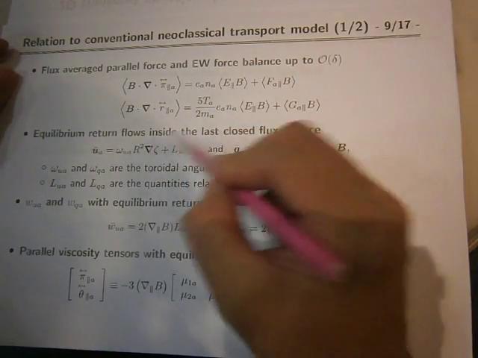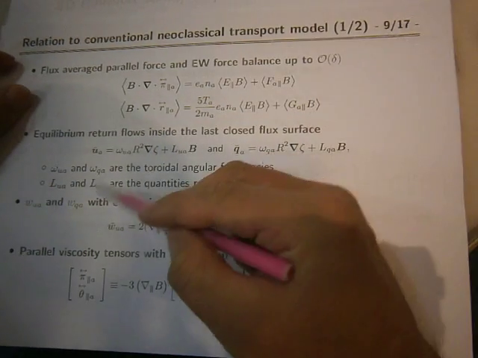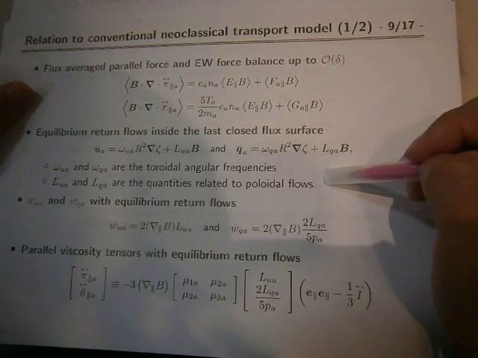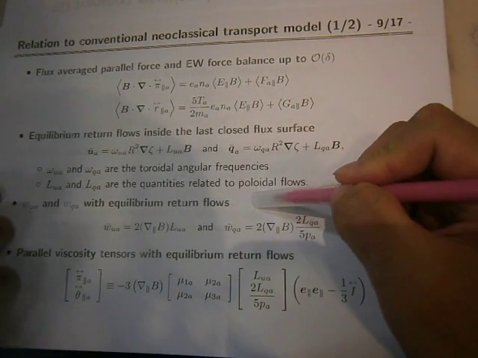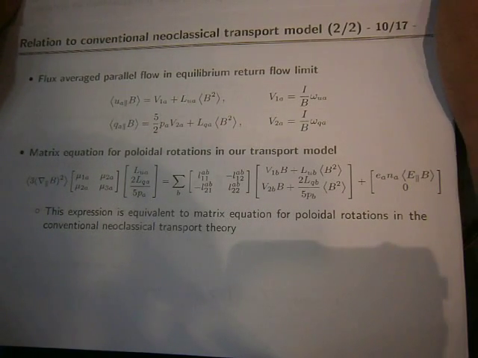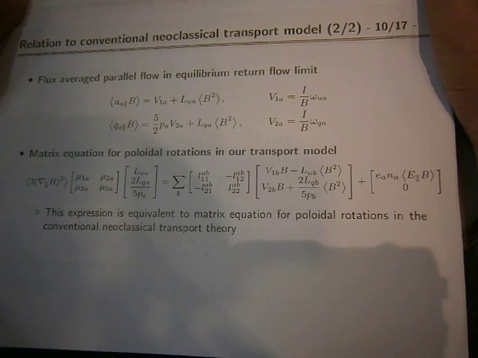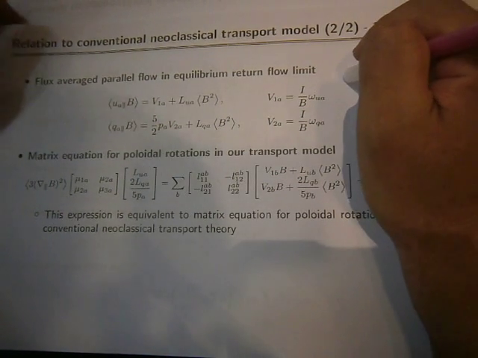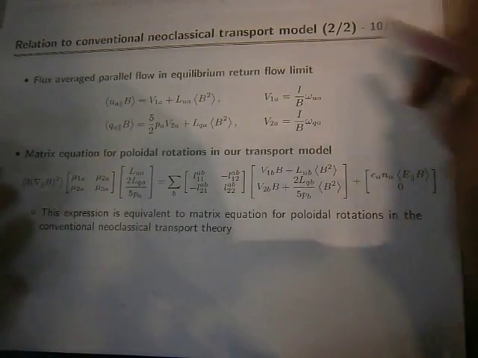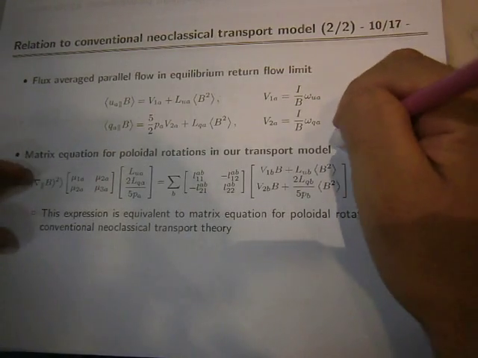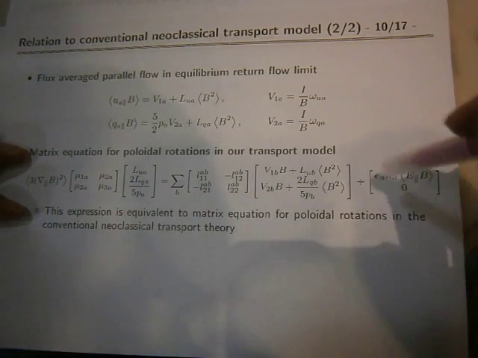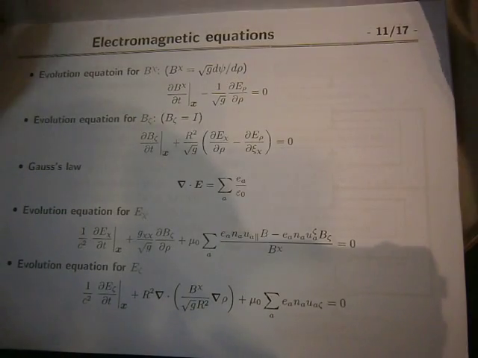Equivalent term for the inside local flux surface with the total angular frequency for the toroidal rotation parallel flow. For the equivalent time flow, parallel velocity tensor equivalent time flow. Equivalent conventional non-local transport model flux average for the equivalent. Equivalent for the rotation of the classical theory.